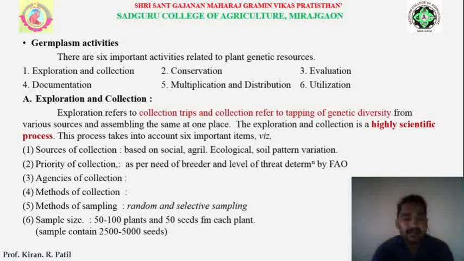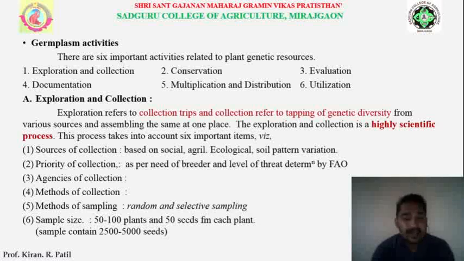It requires some steps, like the source of collection, meaning from where we can collect the germplasm. This is based on social, agricultural, ecological and soil pattern variation. Then the priority of collection, as per the needs of the breeder. Which type of germplasm is required by the breeder for the development of new plant varieties or for the improvement of plants.